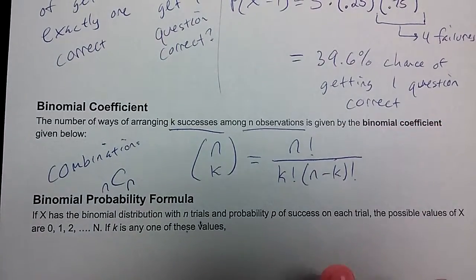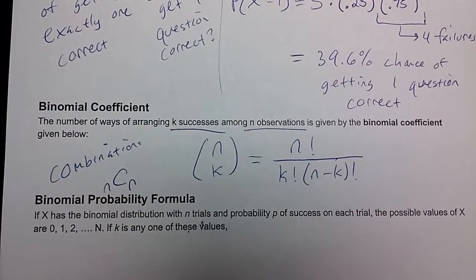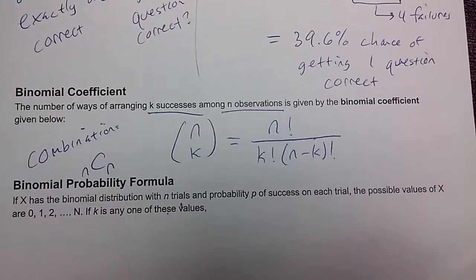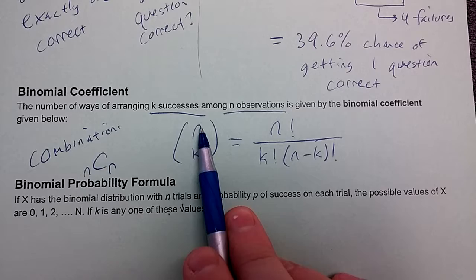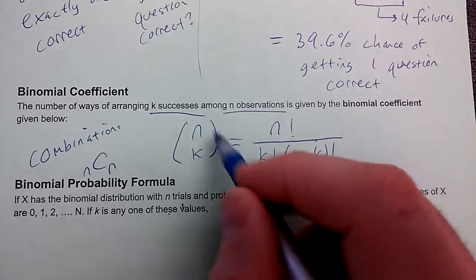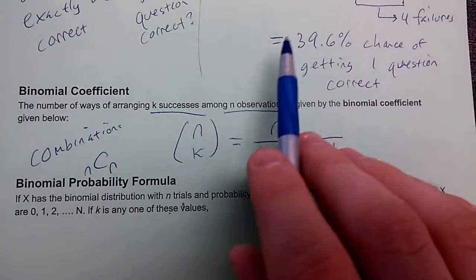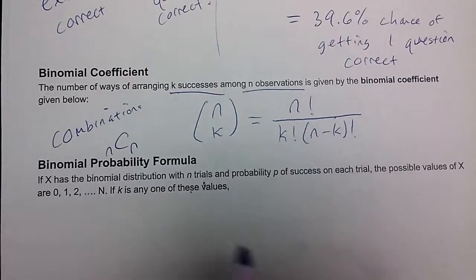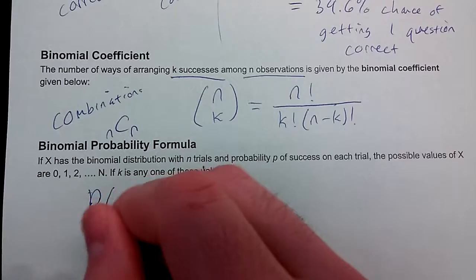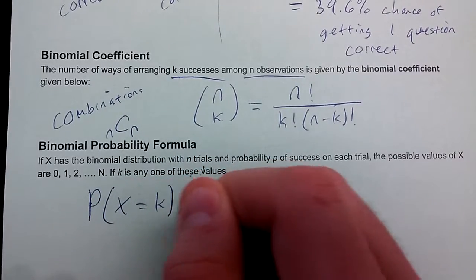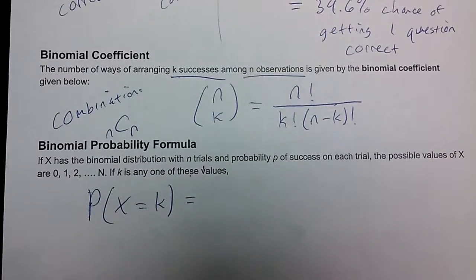We are not going to be using this formula. We're going to use the calculator's function or program to do this for us, but understand what you're doing. You find the number of ways of arranging k successes out of n observations. And this will be just in front of your probability at all times. So our probability formula, if we have k successes, will look like this. The probability of X is equal to k. So k in the previous example was 1.